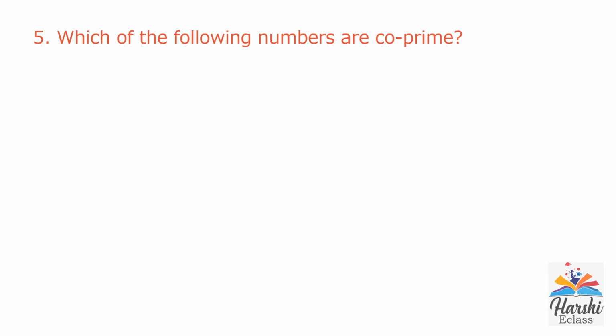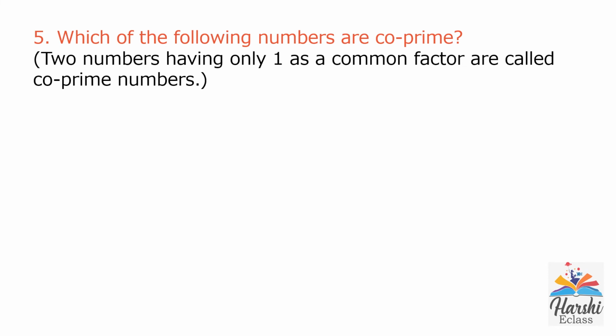Which of the following numbers are coprime? Coprime numbers: the numbers which have only 1 as a common factor. If you compare the factors of two numbers, those that have only the number 1 as a common factor are called coprime numbers. A. 18 and 35.